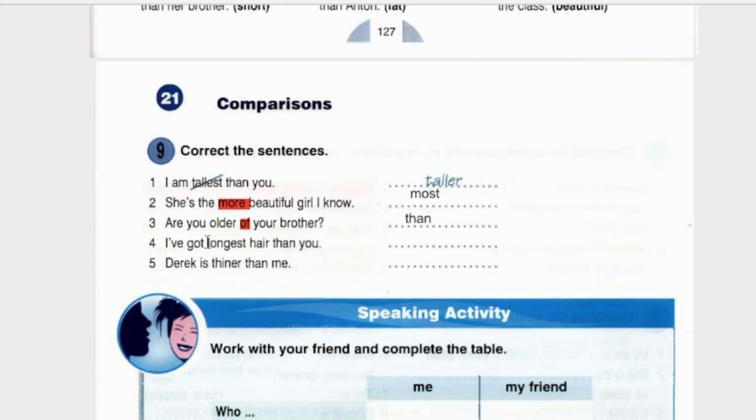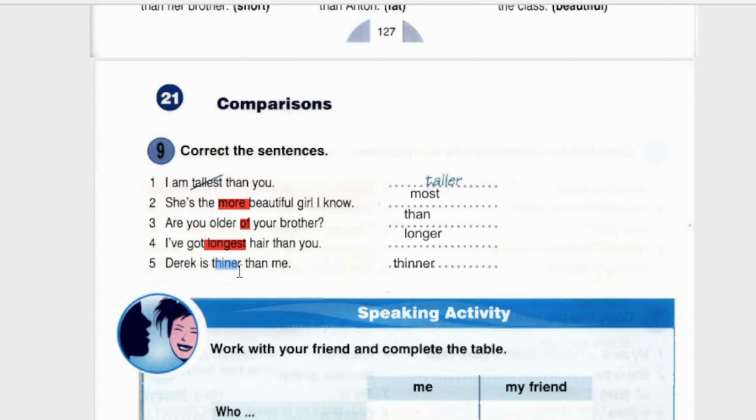I have got longest hair than you. Sorry, wait a minute. Not longest. We need to write I have longer hair than you. Derek is senior than me. There needs to be a double N, like this, senior.